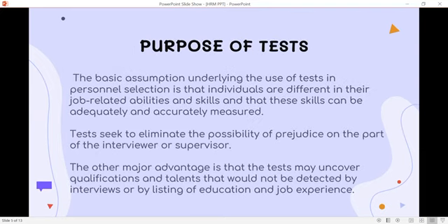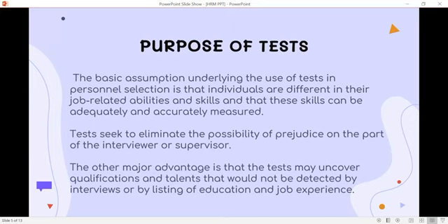Now, what is the purpose of tests? The basic assumption underlying the use of tests in the personnel selection is that individuals are different in their job-related abilities and skills, and that these skills can be adequately and accurately measured.